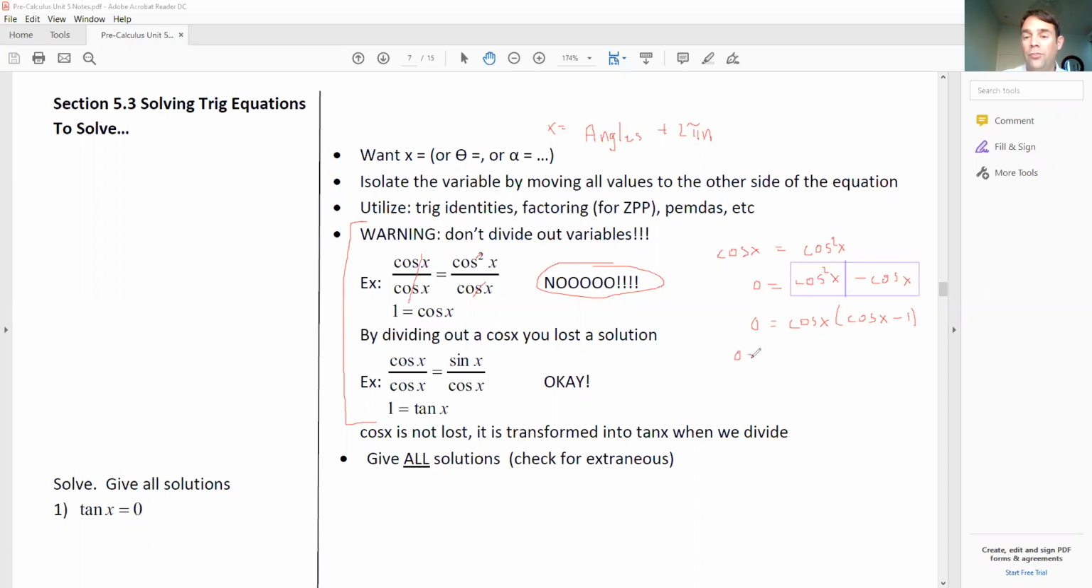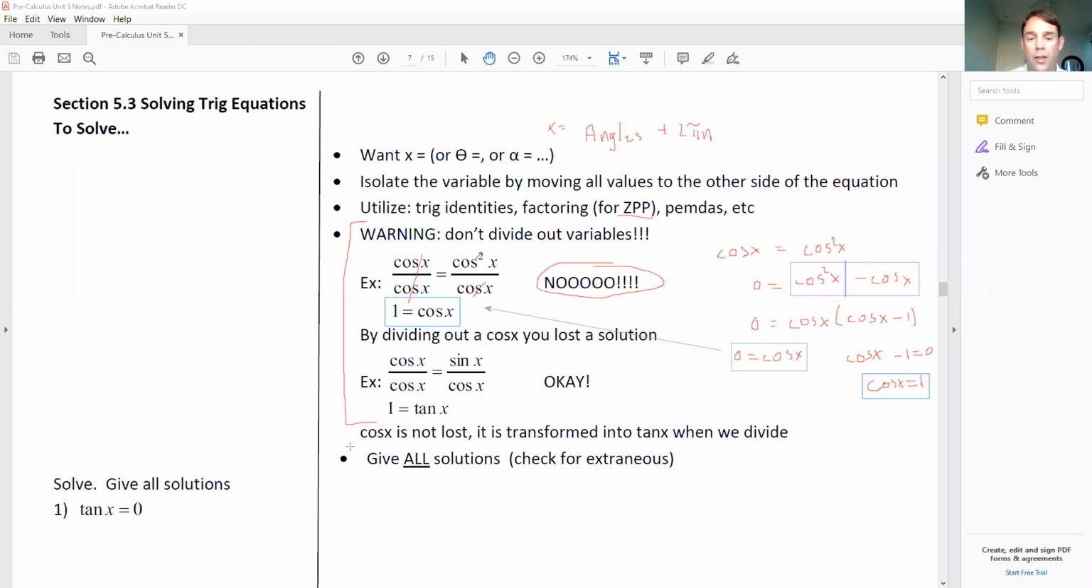or a cosine of x minus 1. Set them both equal to 0, you get 0 equals cosine x. So this is that zero product property. Cosine of x minus 1, so cosine of x equals 1. That would have been the correct way. So when we do this correctly, yes, we would have got cosine x equals 1. But notice what would have happened here. If we would have canceled out the cosine x by dividing out, we would have lost this cosine x equals 0. We would have lost answers, which we've got to make sure that we don't do.